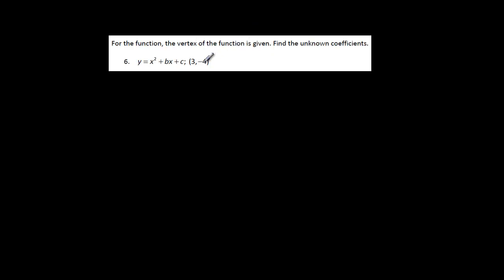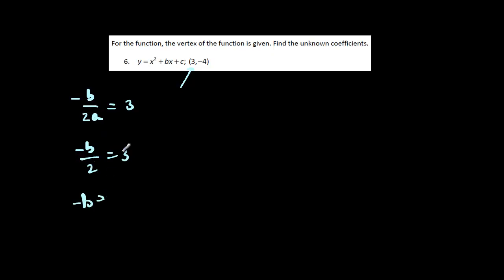The vertex is given. Find the unknown coefficients. So again, we're going to work off the fact that the opposite of b over 2a equals my x-coordinate of the vertex, which is 3. Now, do I know a or do I know b? I don't know b, because it's right over here, but I do know a. It's the coefficient of x squared, so I know it's going to be 1. So the opposite of b over 2 times 1 equals 3.